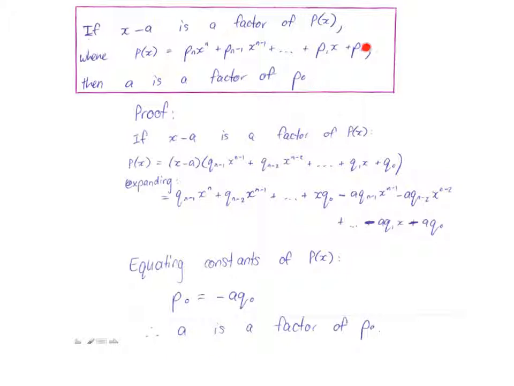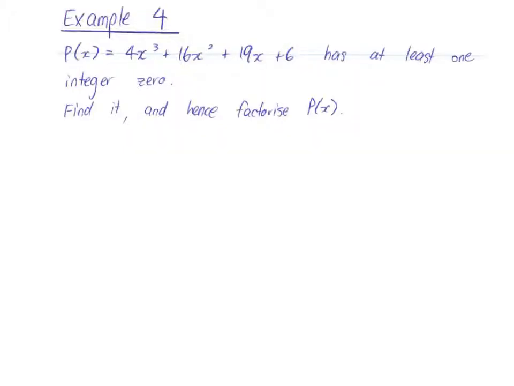So, if a is a factor of p0, that will help you then to factorise this long polynomial. For example, if we had to factorise p of x, it says it has at least one integer 0.